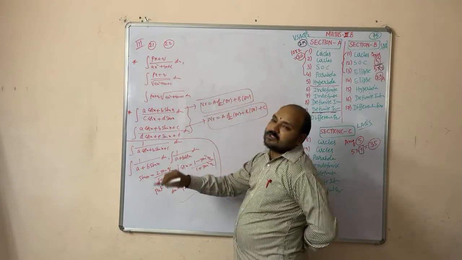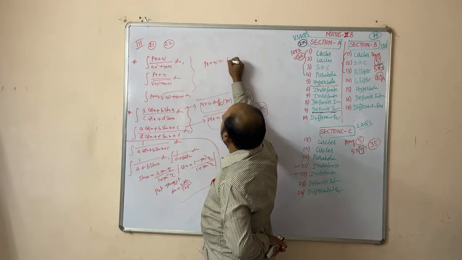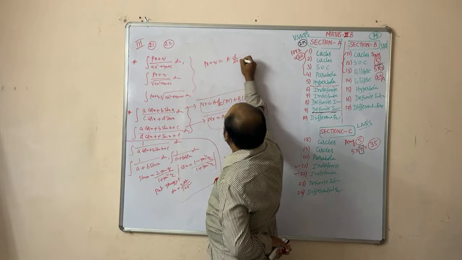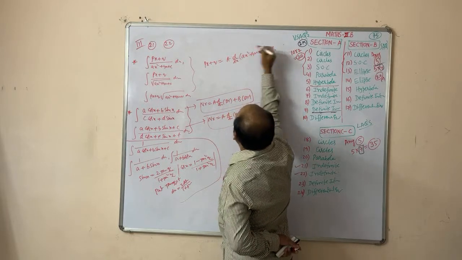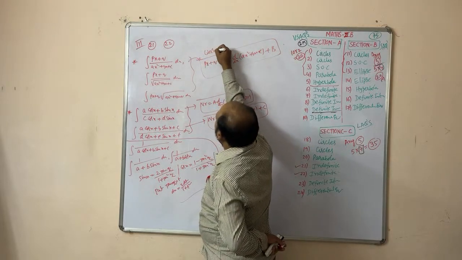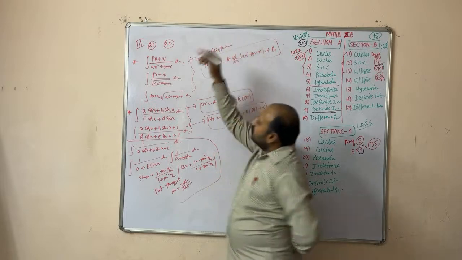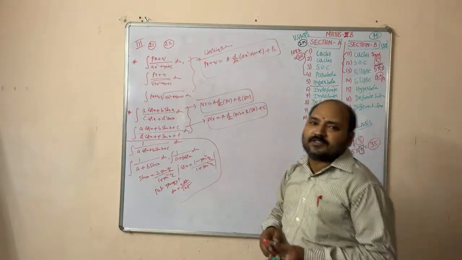For these working rules, px plus q is equal to capital A into d by dx of ax square plus bx plus c, plus B. For all these working rules, if you practice, it will be very easy for students. Only thing is you need to practice.